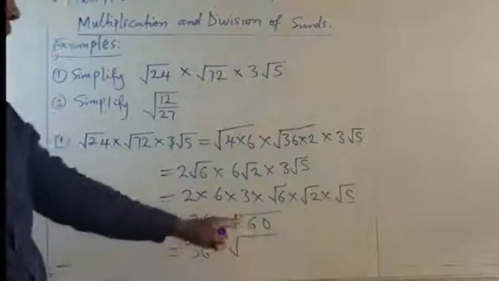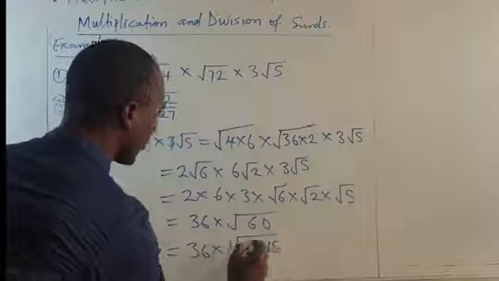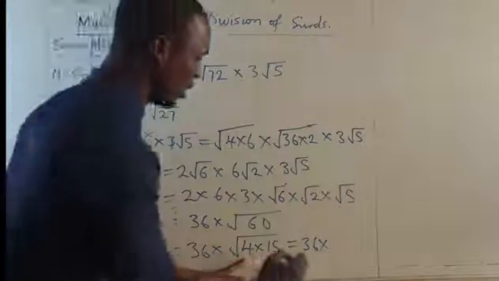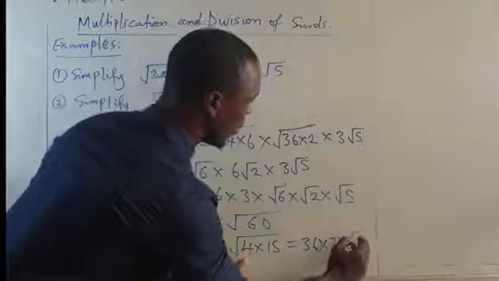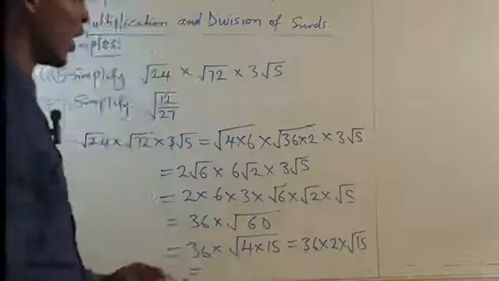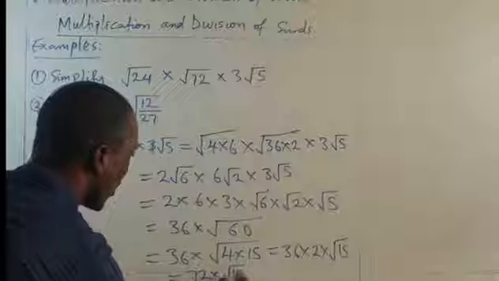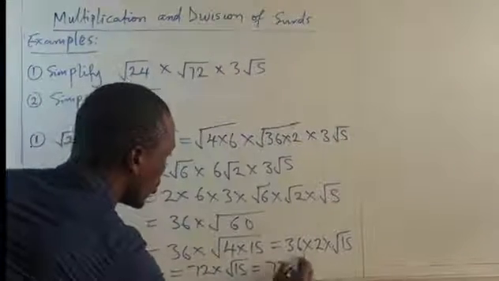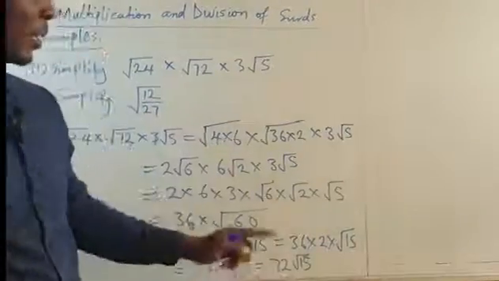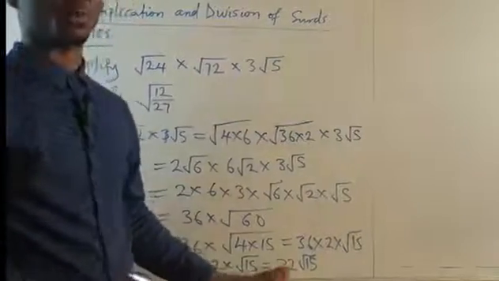It's not in simplest form because we have a perfect square there, and the perfect square is 4. So we have 4 multiplied by 15. So which is the same thing as 36 multiplied by square root of 4, which is 2, multiplied by root 15. 36 multiplied by 2, that is 72. So we now have 72 multiplied by root 15, which is equal to 72 root 15. Because 15 is not a perfect square, and we cannot get any perfect square from 15. So that is why we have our answer to be 72 root 15.